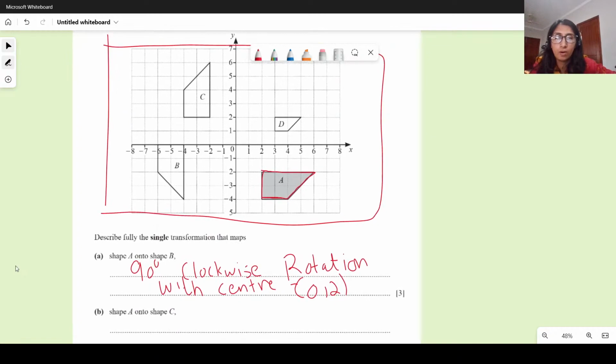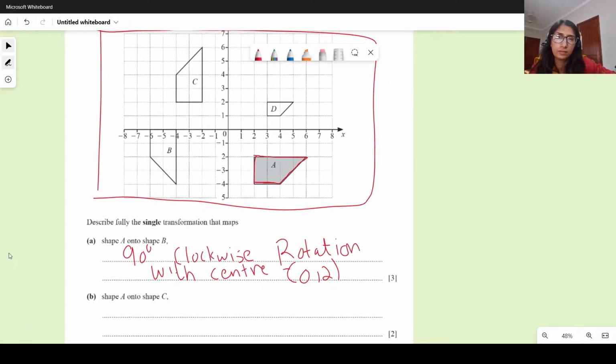Shape A onto C. It's looking like a reflection to me. Let's see.